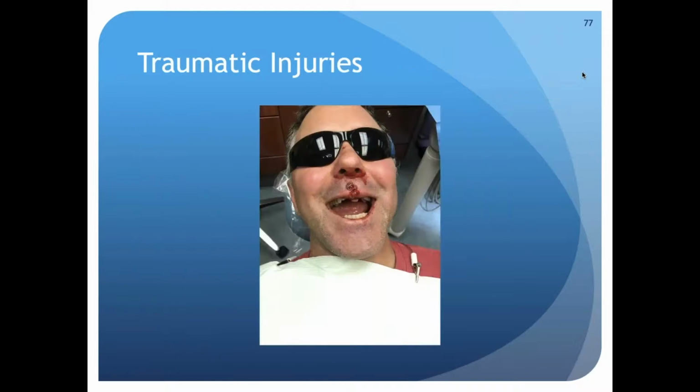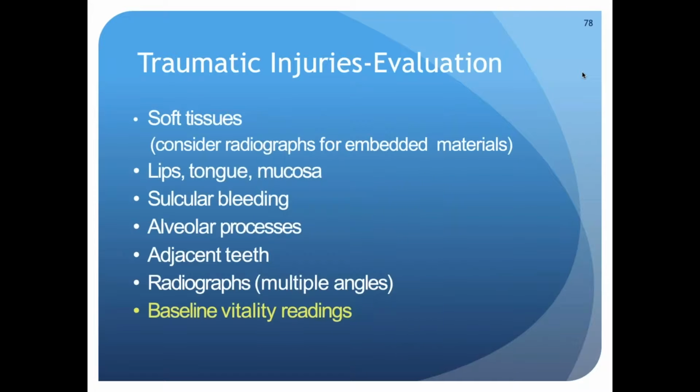So let's talk a little bit about traumatic injuries. First, we're going to do an evaluation. We're going to look at all of our soft tissues. My friend in the picture beforehand had actually gotten hit in the face with a bungee cord, so most of what you saw there was just a laceration to the lip. You may want to consider some radiographs to look for embedded materials. If teeth have broken, there may be fragments of tooth in there. We want to look at our lips, our tongue, our mucosa.